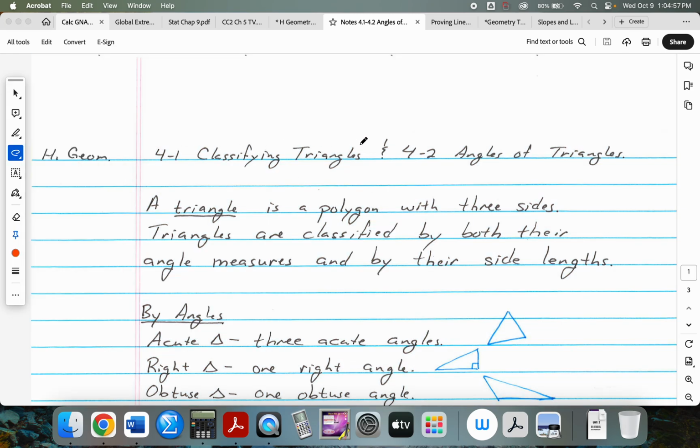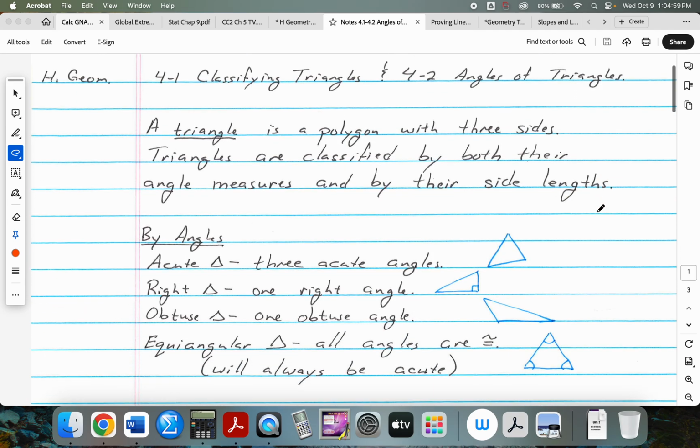All right, so we're going to be starting chapter 4 today. We're going to do two sections at once because the first section is, well, let's face it, middle school material.